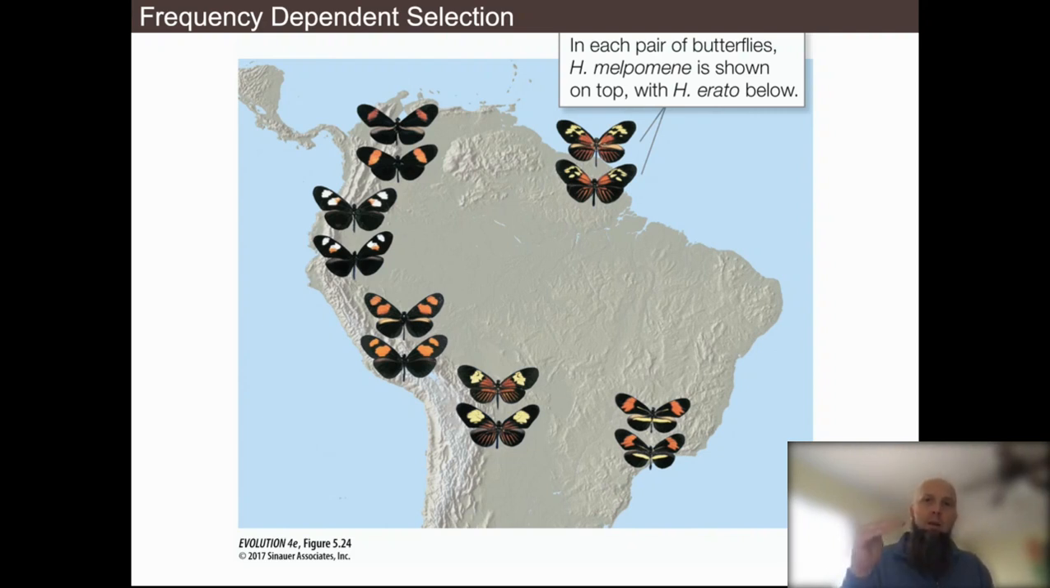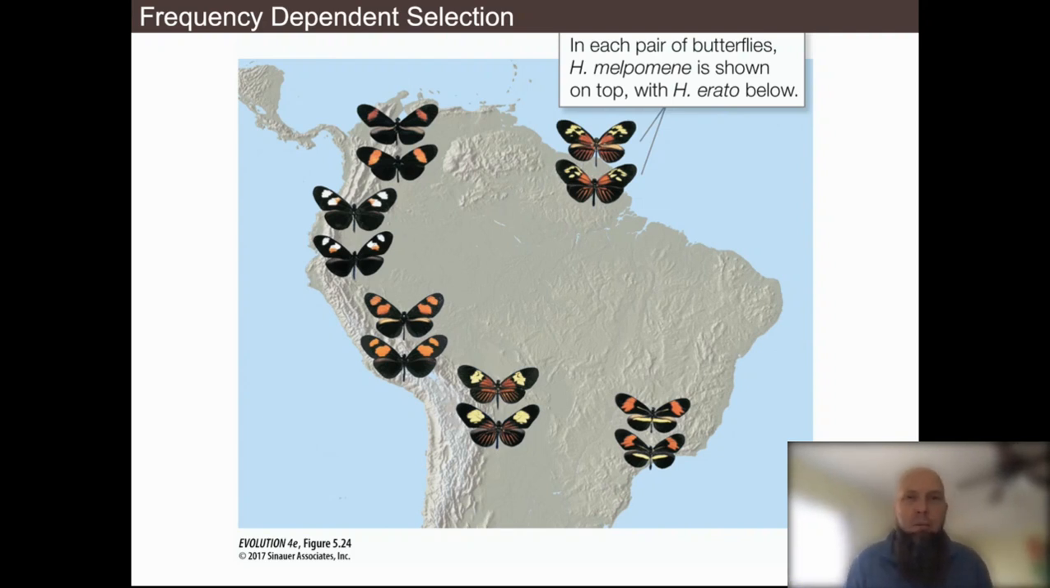So Heliconius melpomene is the one on top, and Heliconius erato is the one on the bottom. So those are the two different species, top and bottom. But everywhere you go, both those species look the same, but in every different place, they look different. The reason the two species look like one another, and we call that mimicry, is selection. It's beneficial to them if more individuals look like that.